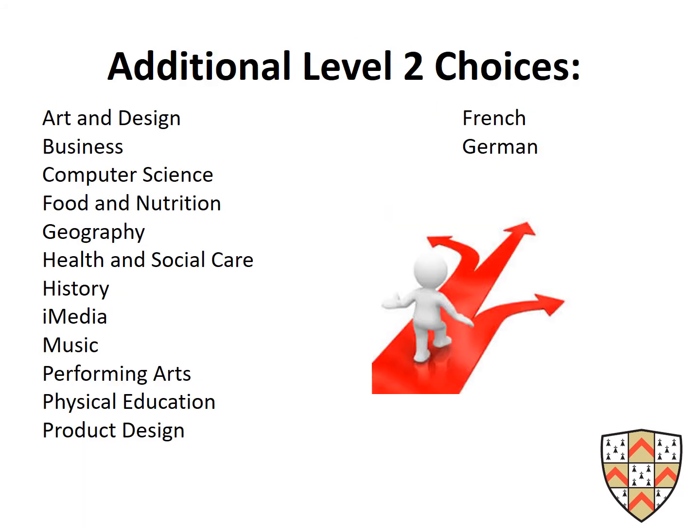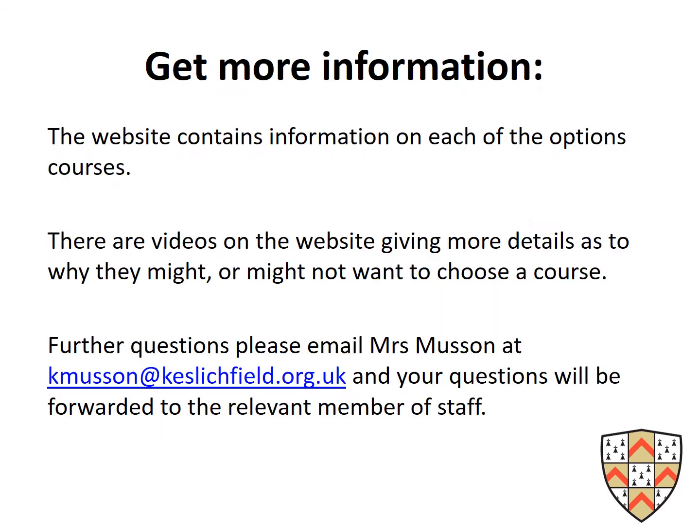So these are the additional level 2 courses they get to choose from. All of them are GCSEs except for Health and Social Care, which is a BTEC, iMedia, which is a Cambridge National Certificate, and Performing Arts, which is also a BTEC. The rest are GCSE qualifications. However, the BTECs and the Cambridge National Certificate are equivalent to GCSE courses.